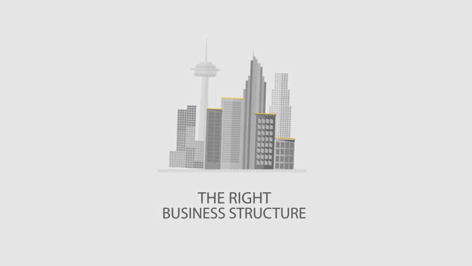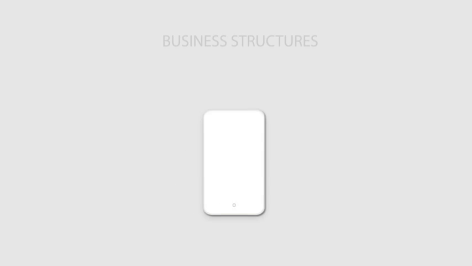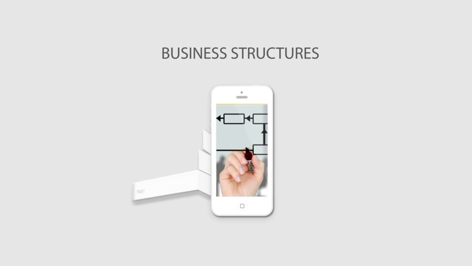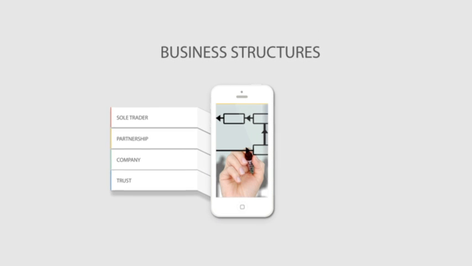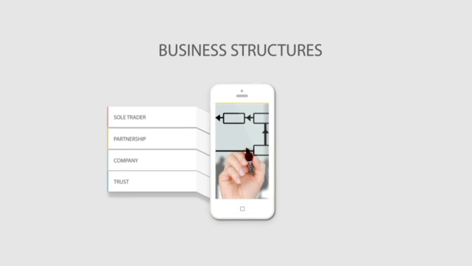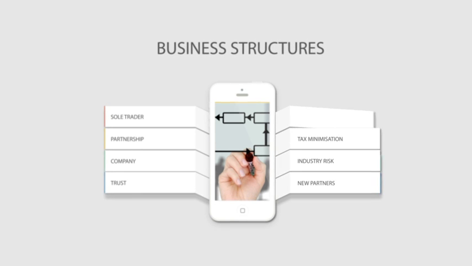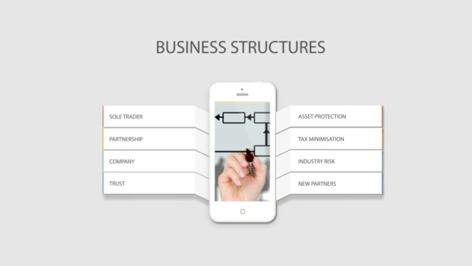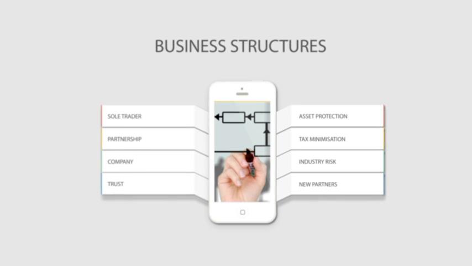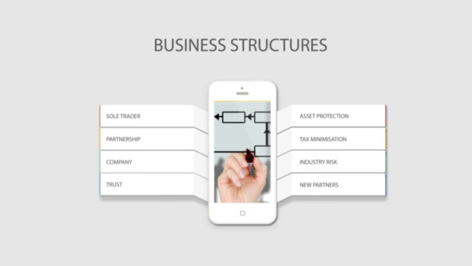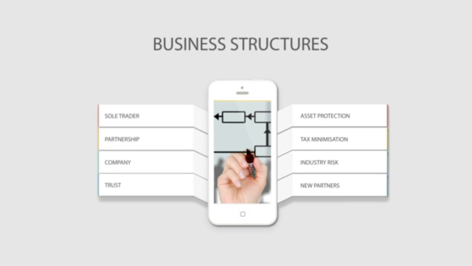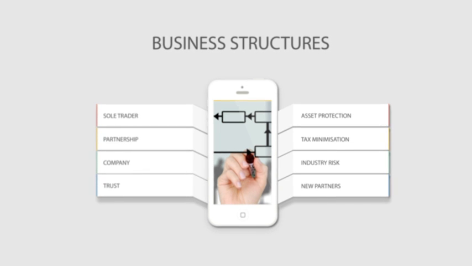It all starts with the right business structure, and the most common tax structures in Australia are sole trader, partnership, company, and trust. When choosing the most appropriate structure for your business, you need to take into account issues like asset protection, tax minimisation, your industry risk profile, and the likely admission of new partners in the future. As a result, your business structure is often a compromise based on the relative importance of each of these issues.